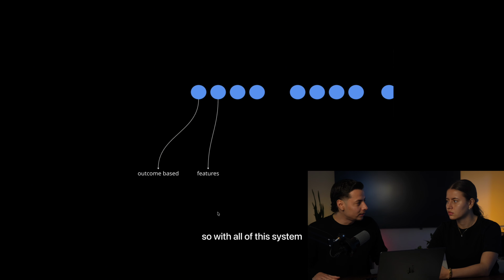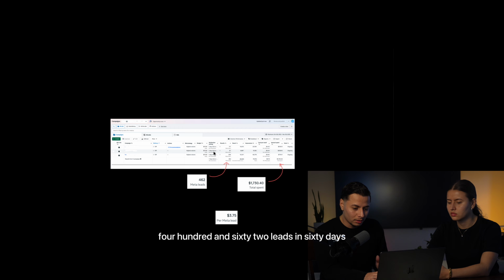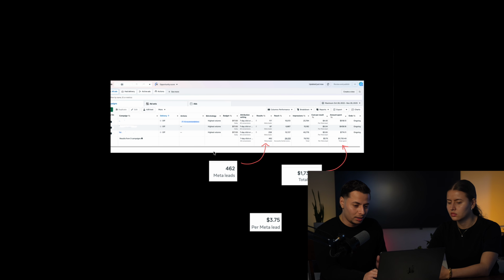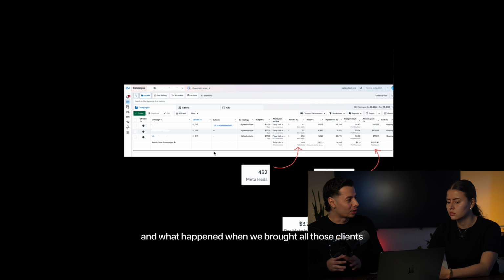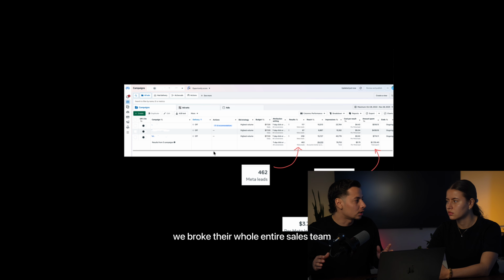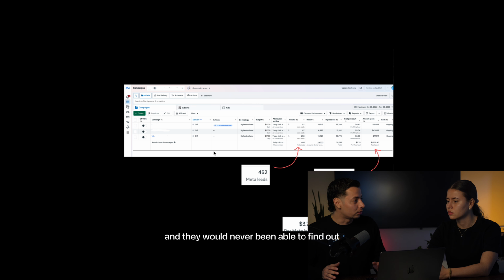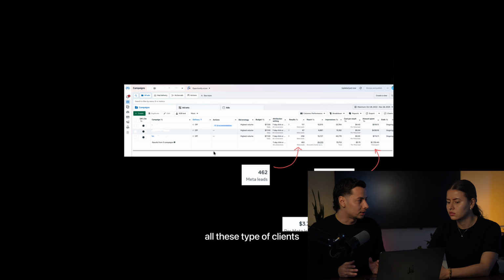So with all of this system, we were able to bring in 462 leads in 60 days. And what happened when we brought all those clients? They were not ready for it. We broke their whole entire sales team. We broke it because they were not ready for that amount of clients. And they would never have been able to find out they had that problem if we hadn't been able to bring all these type of clients.